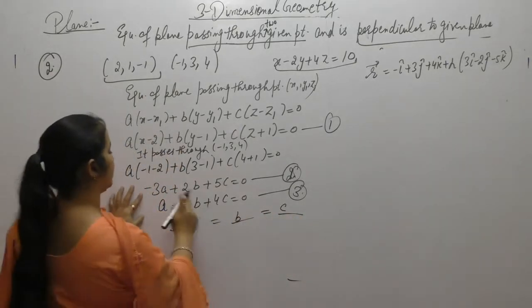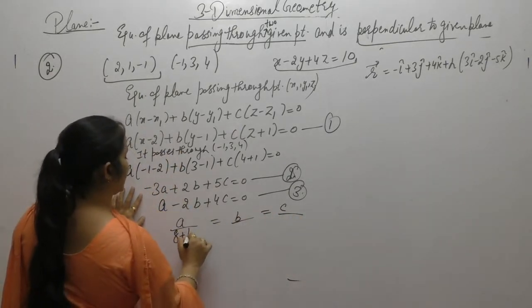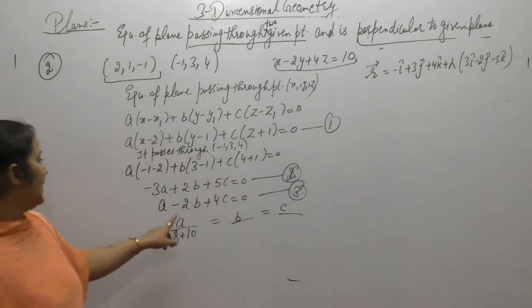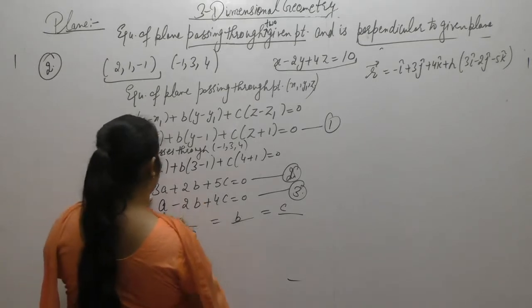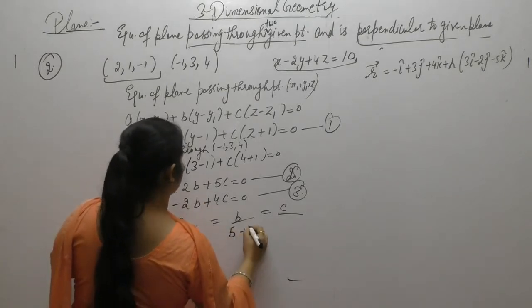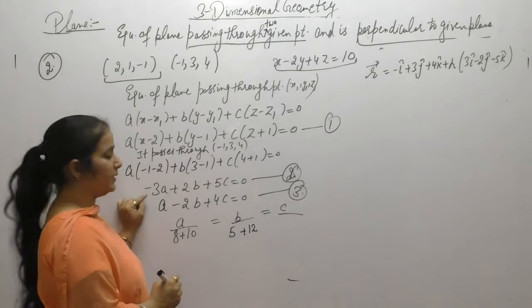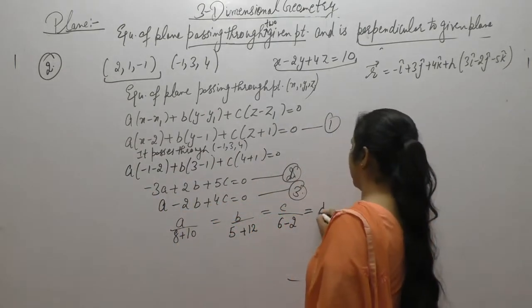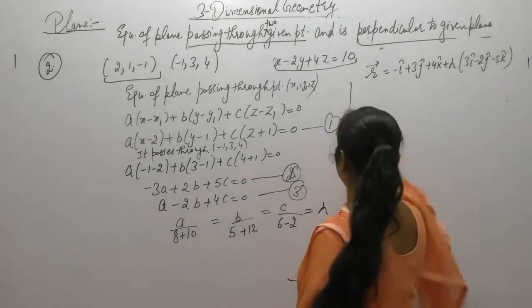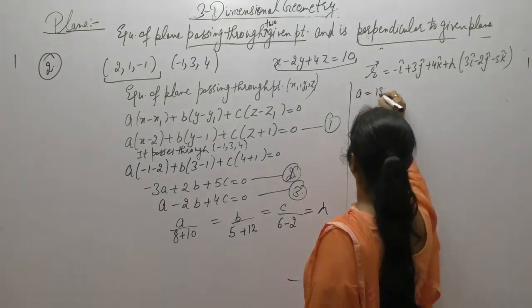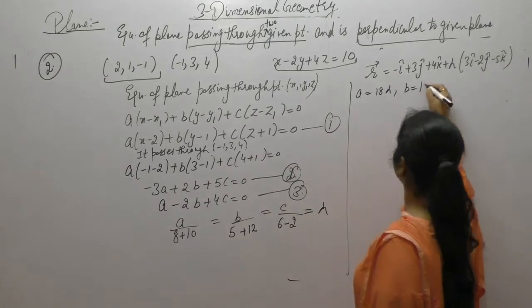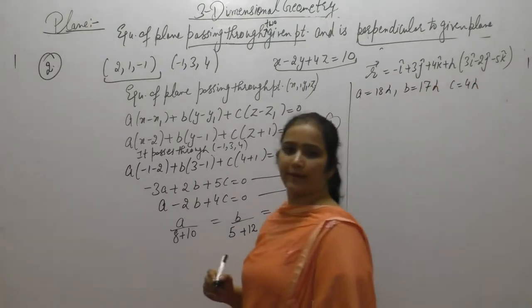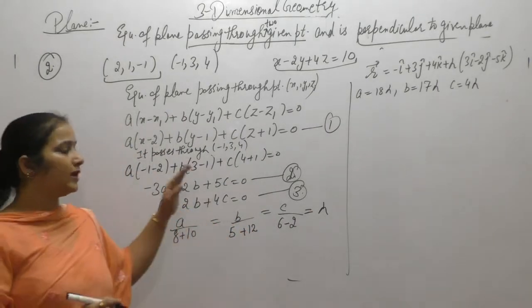So a is 4 into 2, 8, minus minus plus 2 into 5, 10. And b is 5 minus minus plus 4 into 3. C is 6 minus 2, say equals to lambda. So what we get? A is equal to 18 lambda, B is 12 plus 5, 17 lambda and C is 4 lambda. Is it clear up to here to everyone?